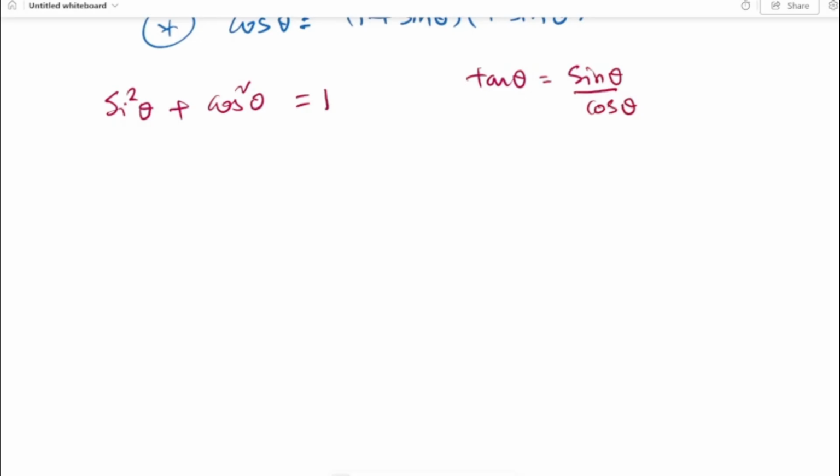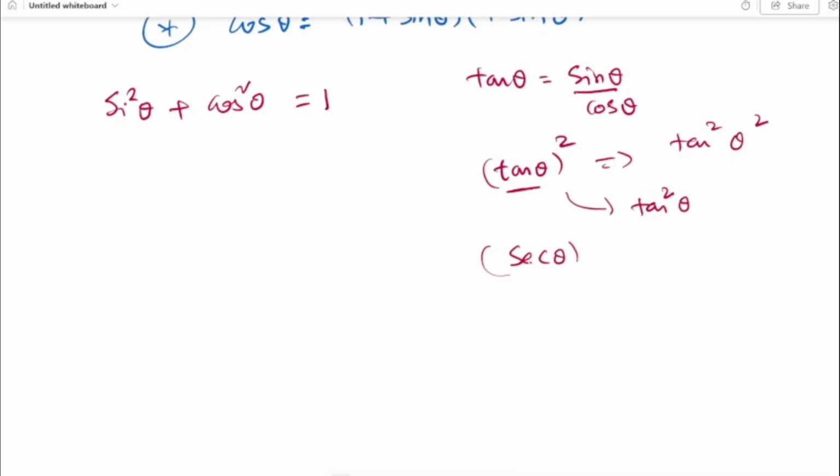Okay, let me tell you, whenever you square a trigonometric ratio, tan theta whole square, you don't write it as tan theta square. Basically, because tan theta is a ratio, when you square it, you express this as tan square theta. Say if I cube secant theta, this means you express this as secant cube theta. You don't write it as secant theta cube. Okay, remember this.